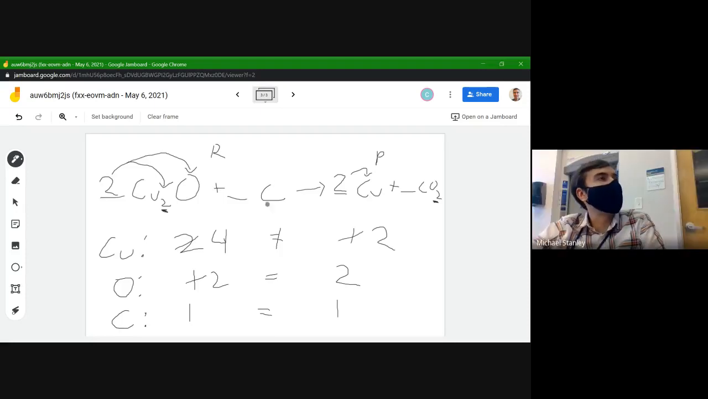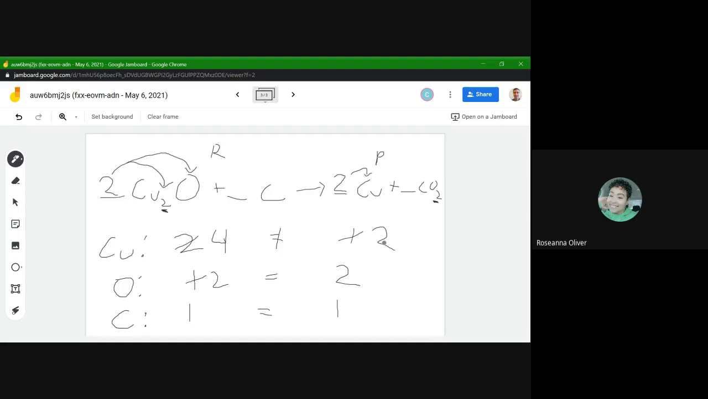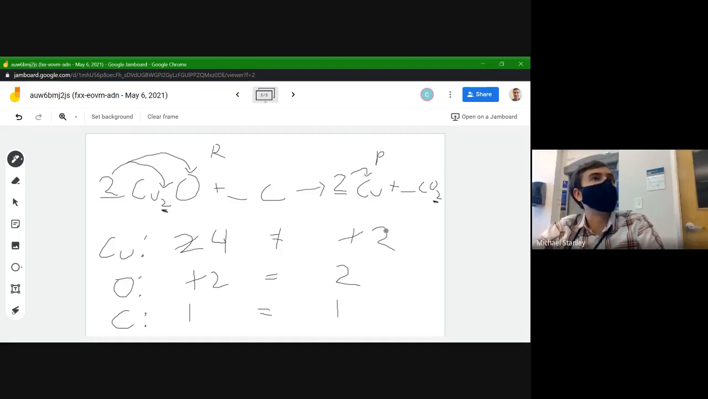Well, we want to keep the C the same because the C is all balanced out. But we have 4 Cus on the reactants. So what could we do on the product side to also give us 4 Cus? Would you add 2 more? And so what are we going to change this number into if we add 2 more? What is it going to be instead of a 2? A 4.